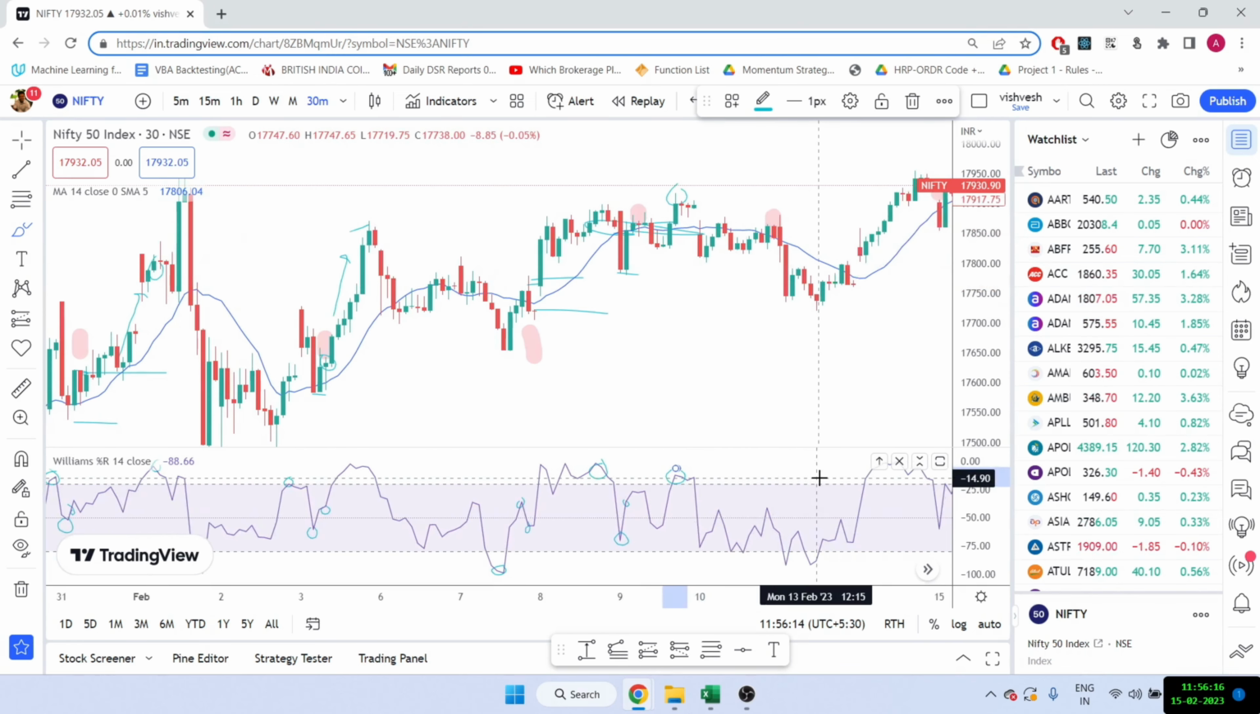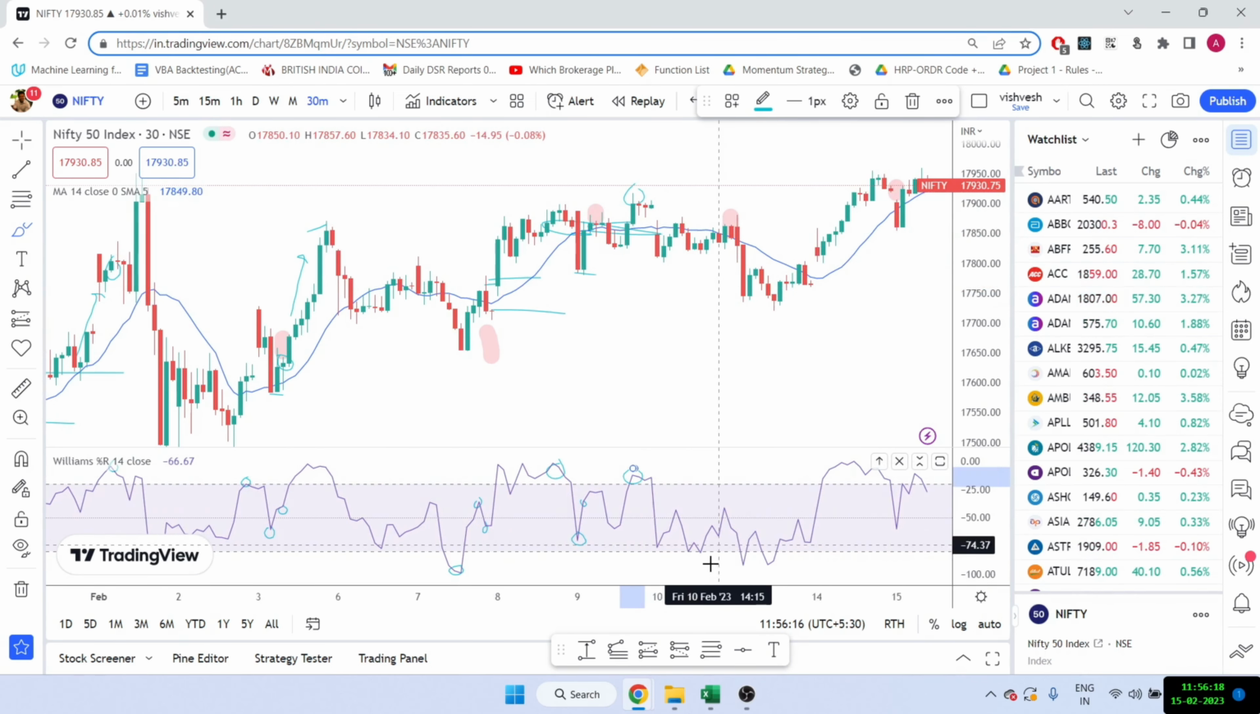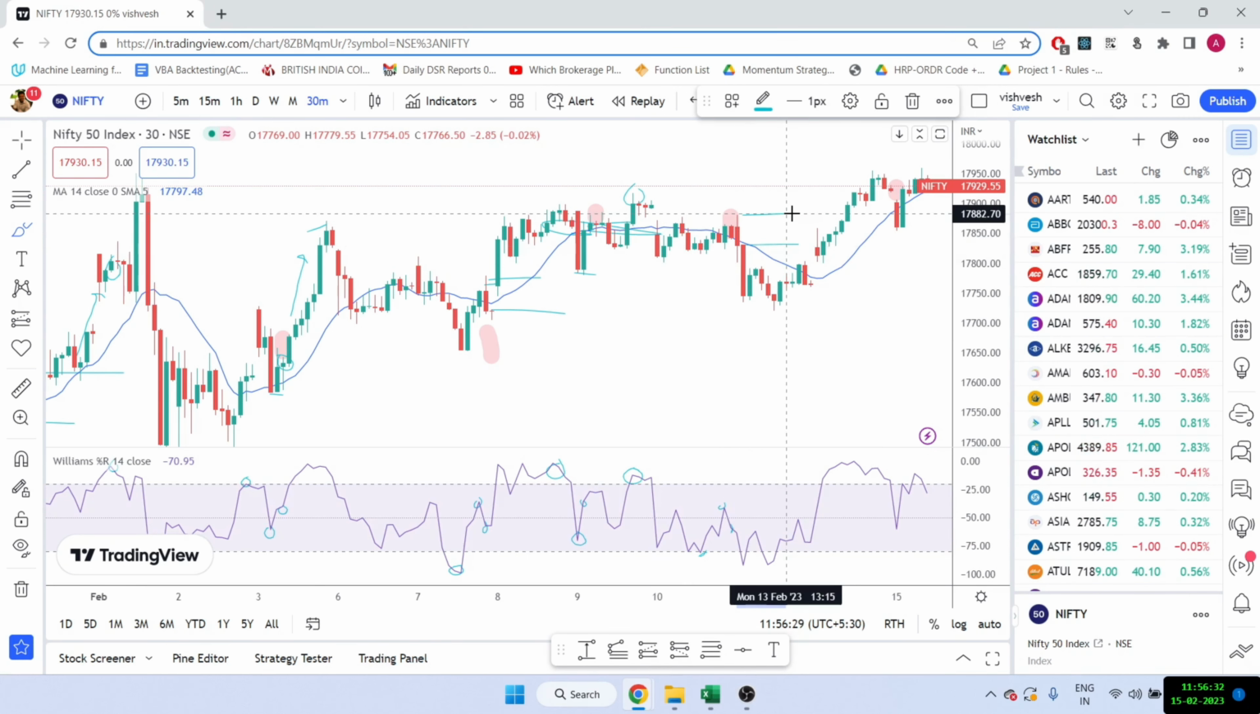Okay, let us see if we have got any more entries. We've got one more entry here, a selling entry. Williams percentage R less than -80, then above -50, then below -50. This is the time we take the entry because it's also below the moving average with this as the stop loss. And we got the profit here. Again, 1:2 trade. So our risk was 1 rupee and our profit was 2 rupees, 1:2 risk to reward.